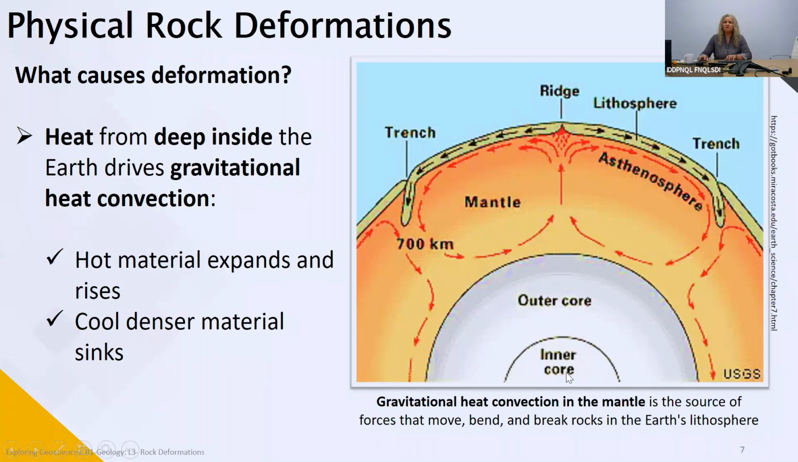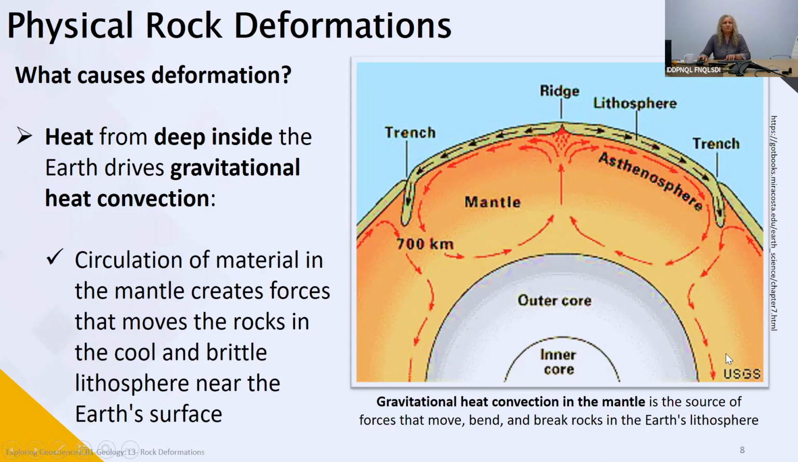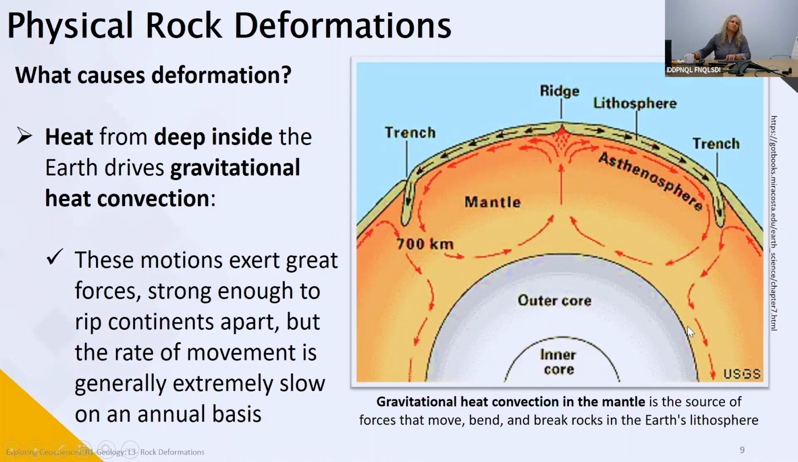If we zoom in, we can see the inner core, the outer core, the mantle, and what we call the outer lithosphere. We can see the convection and fluidity of the fluids here. The hot material expands and rises, and the cooler, denser material sinks down. The circulation of material in the mantle creates forces that move the rocks in the cool and brittle lithosphere near the Earth's surface, as seen here. The motions exert great forces, strong enough to rip the continents apart, but you have to remember that the rate of movement is very slow on an annual basis.